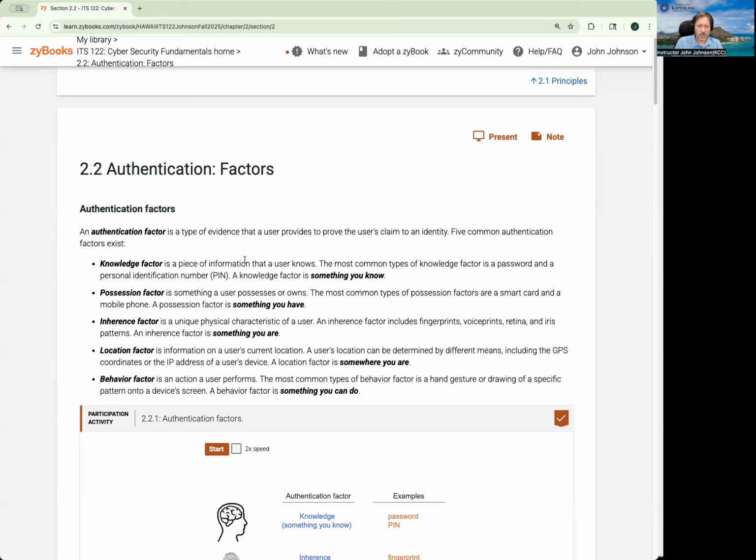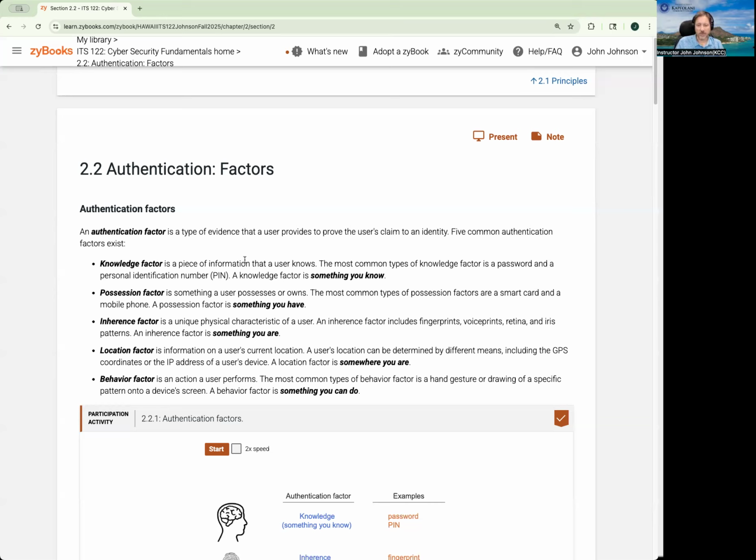So that's the possession factor, and it's counting on you to possess something like a mobile phone or a smart card. The other thing is inherence factor. So inherence is basically meaning that you have it. It's something that you are. So this is going to be a unique physical characteristic that you have, like your fingerprint, your voice print, your retina, iris patterns, things like that. So think about the retinal scanner when you look into it and it looks through your eyes. That's something you are.